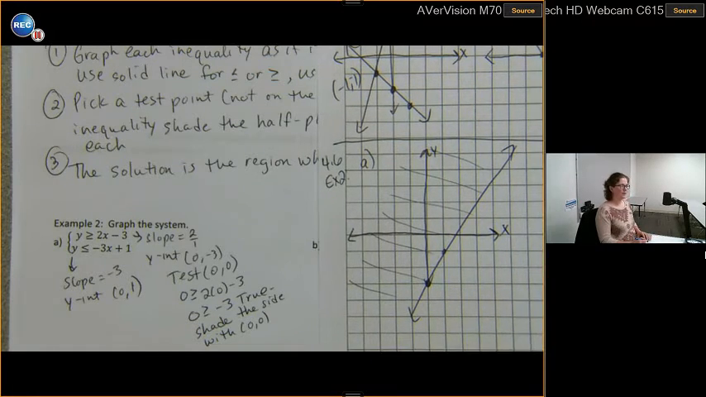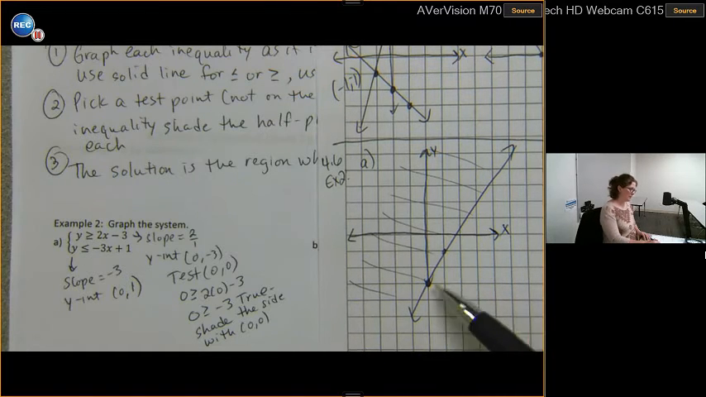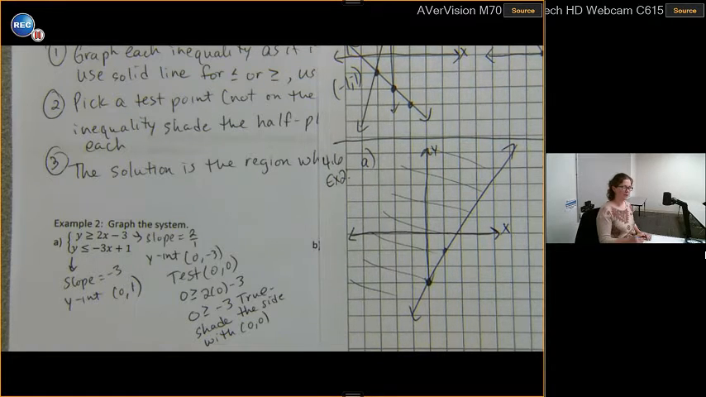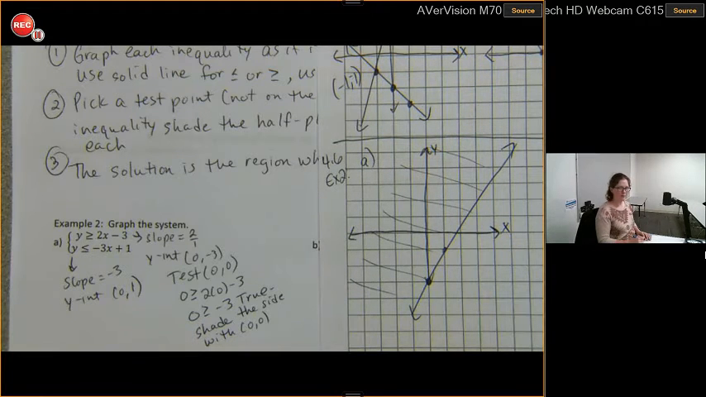When you're working your homework on MyLabs, you get your line, and there's different buttons you can click to get solid lines versus dashed lines. And then there's also different buttons you can click for your shading, or maybe it's a little paint can fill where you click where you want it to be shaded.